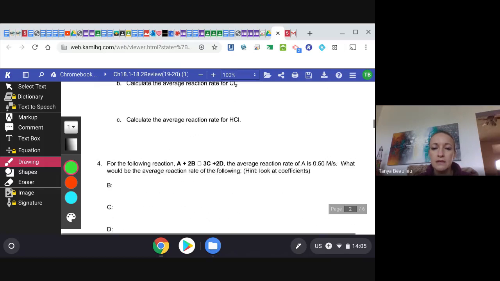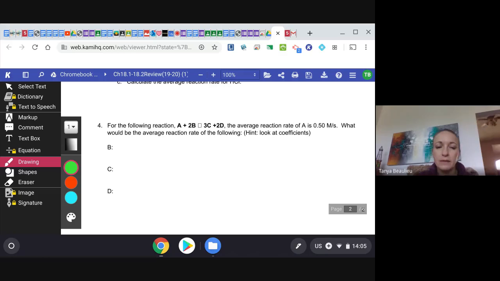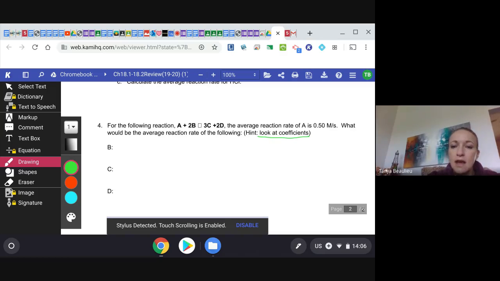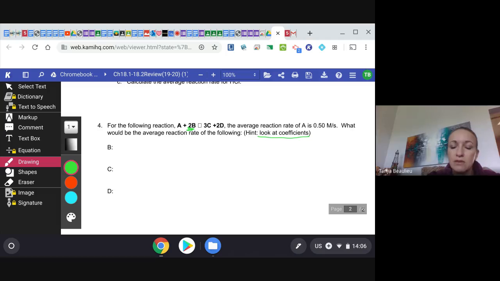One of the common problems that have been missed is number 4. And this is something I usually go over in class all the time too. Kids don't necessarily make the connection with the coefficients and the rates. So it says here, for the following reaction, the average reaction rate of A is 0.50 molar per second. What would be the average reaction rate for each of the following? So for this one, you are going to use the coefficients. You're just going to take whatever that coefficient is and multiply it by the rate of A.